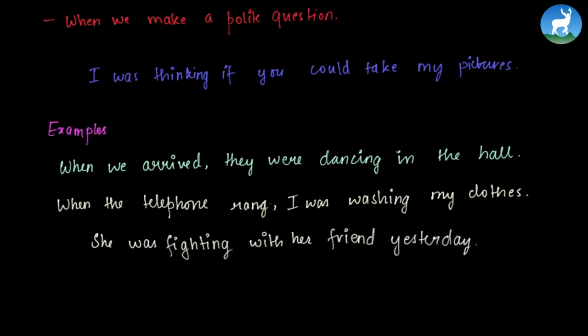She was fighting with her friend yesterday. So this is another action which is in continuous tense. You are talking about yesterday, that is the past, and you recall that she was fighting with someone, with her friend. Next, we will look at the past perfect tense.